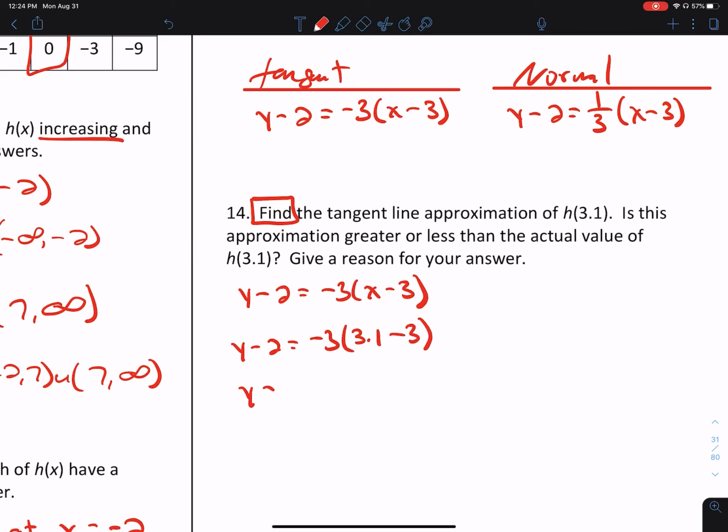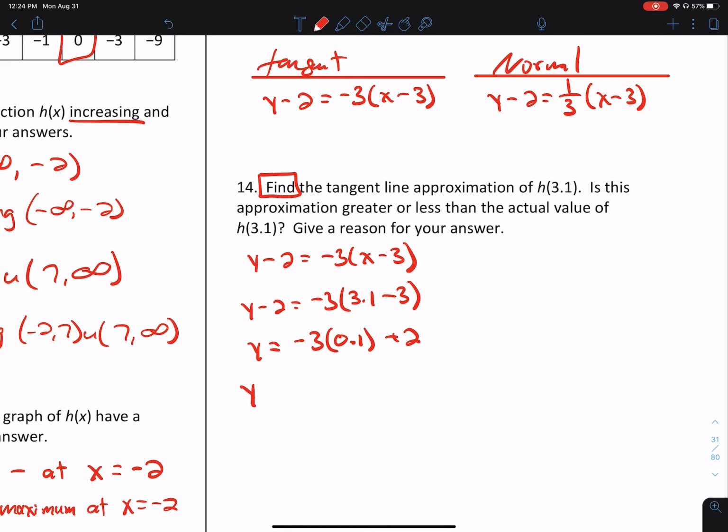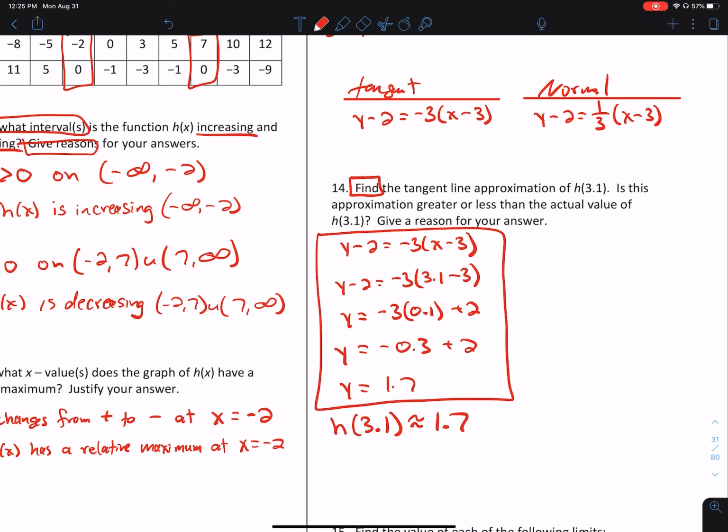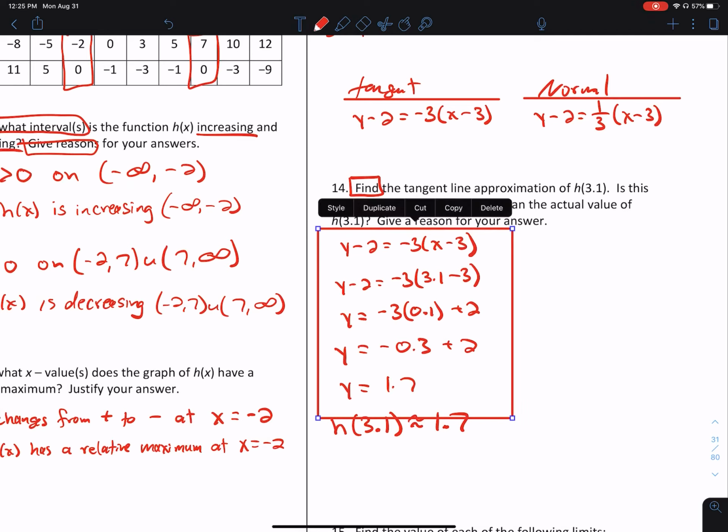I'm going to add 2 to both sides here. 3.1 minus 3 is 0.1. Negative 3 times 0.1 is negative 0.3. If I add 2 to that, I'm going to get 1.7. So to answer the question, h of 3.1 is approximately 1.7. So I think I got the first part answered.